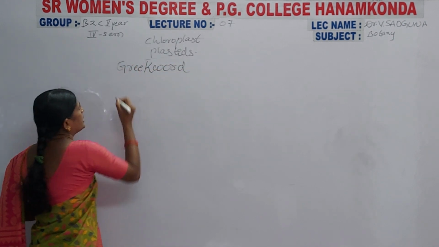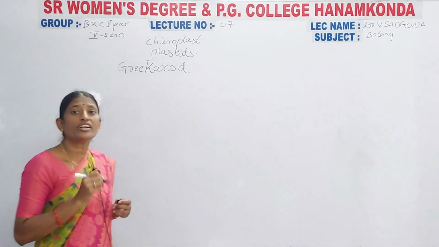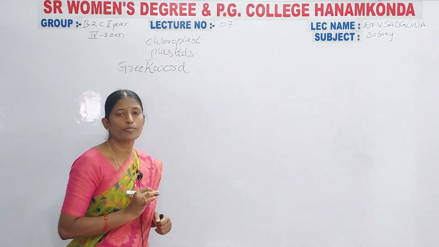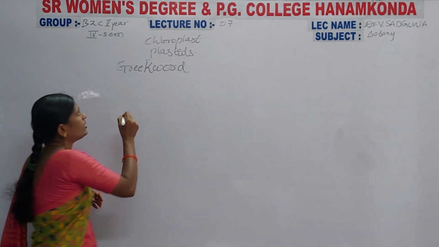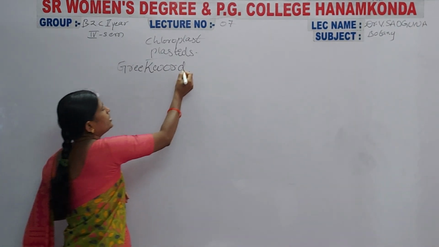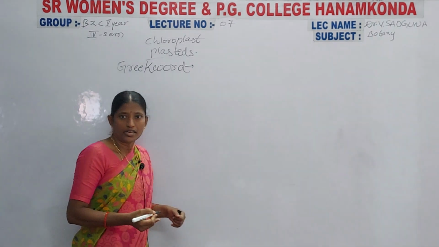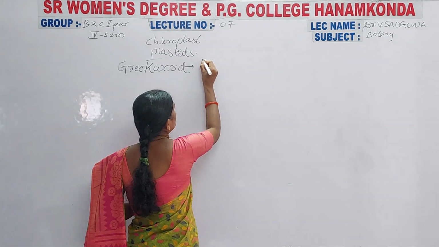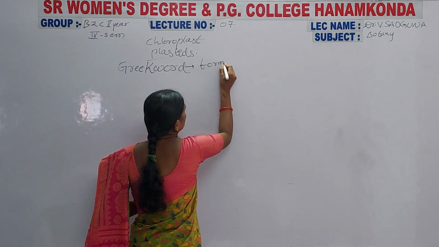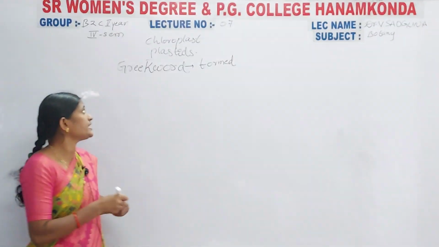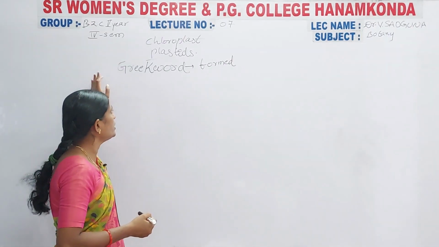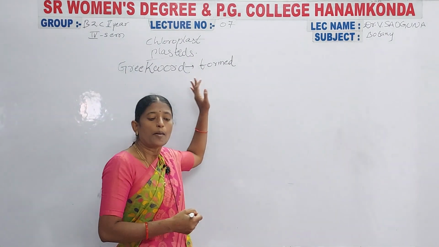It is a Greek word. So what is the Greek meaning of chloroplast or plastid? The Greek word plastid means formed. The name plastid is a Greek word meaning formed.